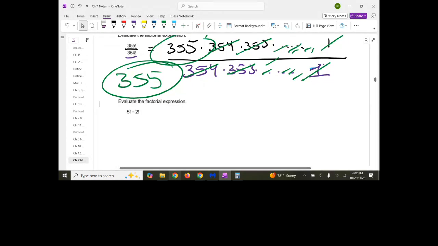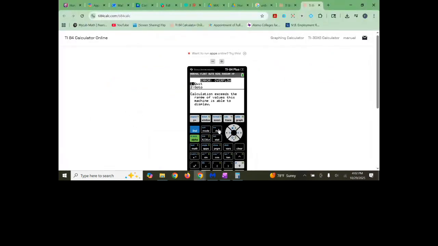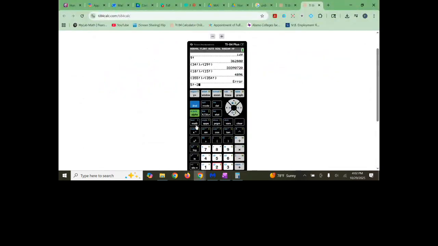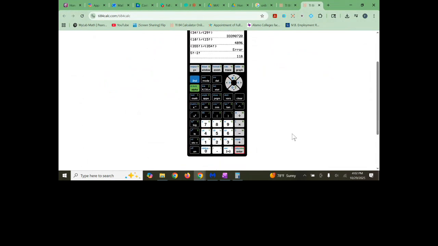All righty. Y'all, for this one here, I'm going to enter it in exactly as I see it. Okay. So look, I'm going to come back here. Let's clear this out. I'm going to go 5, math, probability, number 4, factorial, right? Minus, what are we subtracting? 2 factorial. Okay, so I'm going to go 2, math, probability, boom, number 4, factorial. I'm going to hit enter, and I got 118.